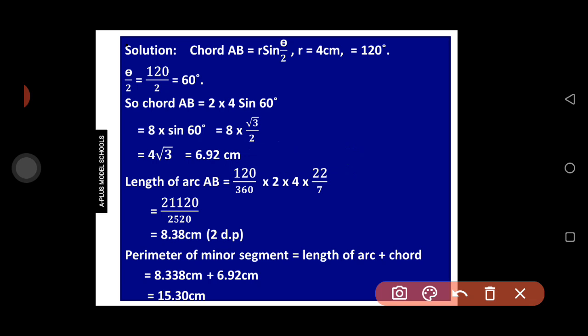So don't forget, I've gotten the chord to be 6.92 and the arc to be 8.38. Then the perimeter will be the two added together: 8.38 plus 6.92, which gives us 16.30 as the answer. So the perimeter of the minor segment is that. But if the question asks you to look for the major segment, it means you subtract 120 from 360 degrees, then you solve it the way we solved this.